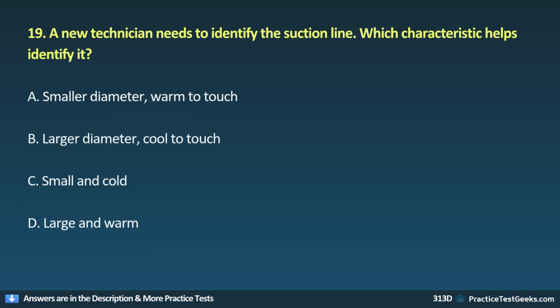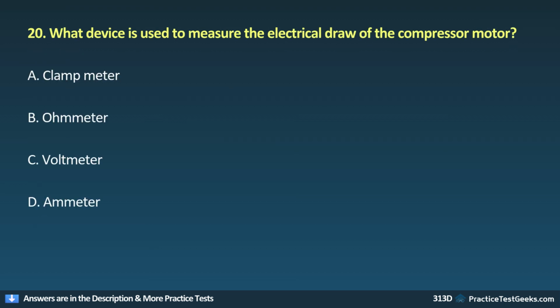19. A new technician needs to identify the suction line. Which characteristic helps identify it? A. Smaller diameter, warm to touch. B. Larger diameter, cool to touch. C. Small and cold. D. Large and warm.